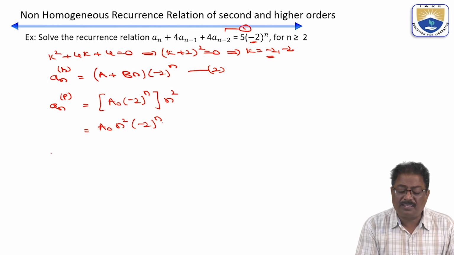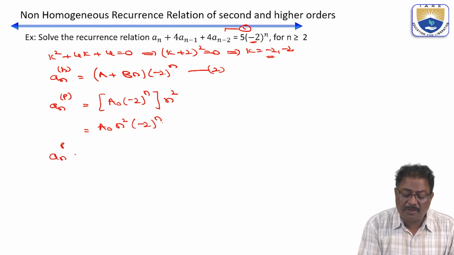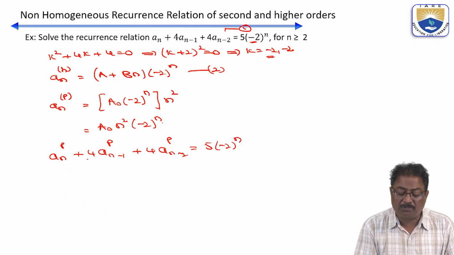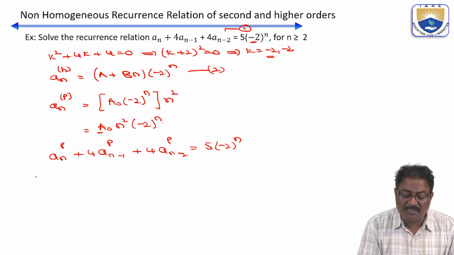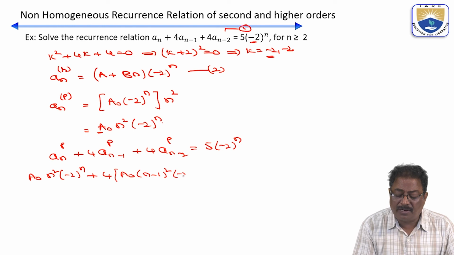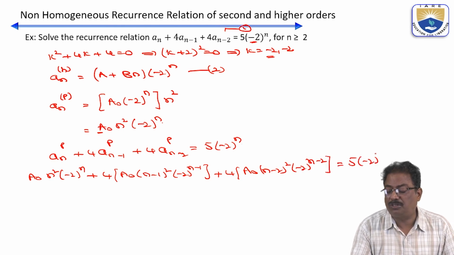Once again, we have to substitute in that expression. Let us say a_n^(p), then a_n^(p) + 4a_(n-1)^(p) + 4a_(n-2)^(p) = 5(-2)^n. Then in this expression, substitute and finally calculate a_0. It is a_0 n^2 (-2)^n, and next 4a_(n-1), which is a_0 (n-1)^2 (-2)^(n-1), and next plus 4 a_0 (n-2)^2 (-2)^(n-2), which equals 5(-2)^n.